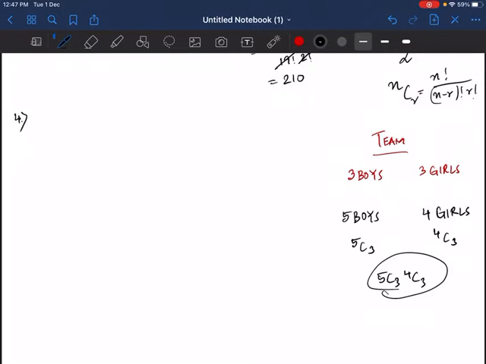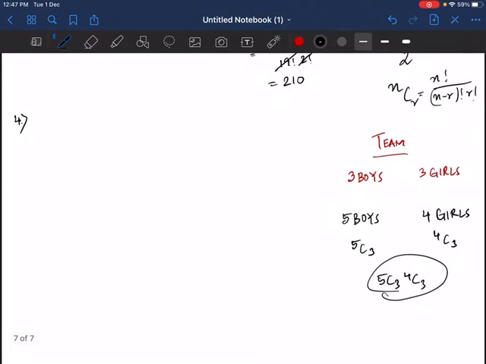Okay, so let's write down. First we'll write: number of ways of selecting 3 boys from 5 boys is equal to 5C3. Selecting, I don't care about the arrangement. Maybe the taller boy stands first or the shorter boy stands first, I don't care. I just select. Combination is all about selection. Permutation is selection and arrangement, but combination is all about selection. So I am selecting 3 boys out of 5 boys.